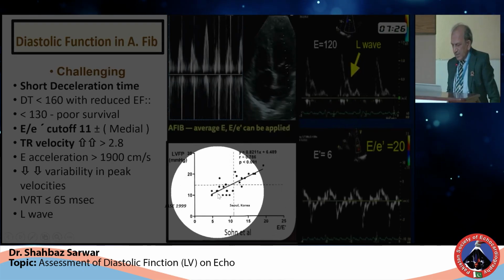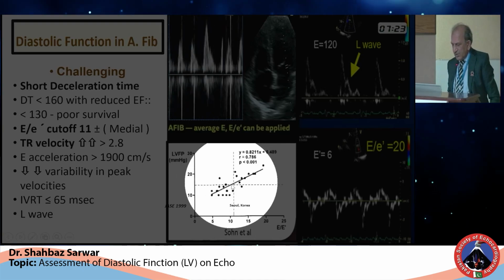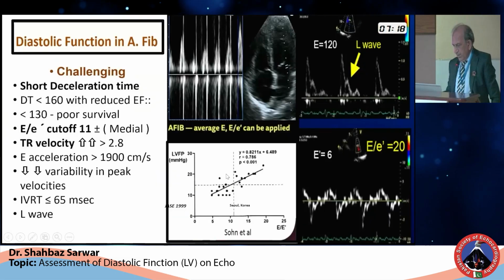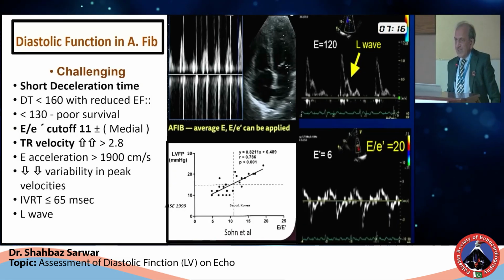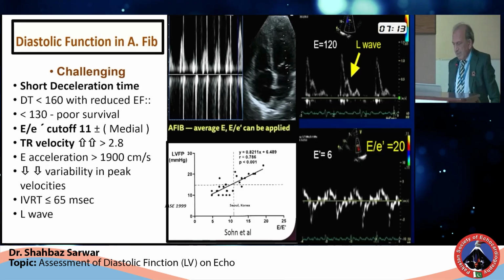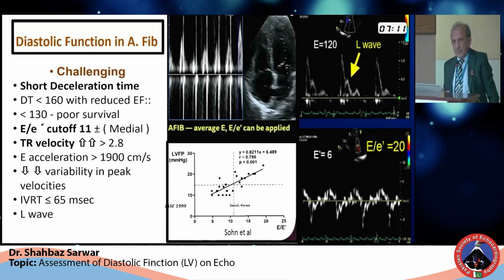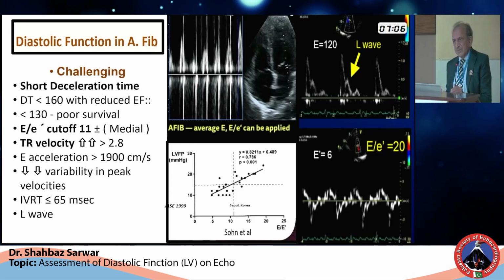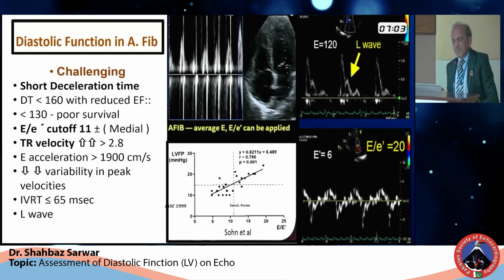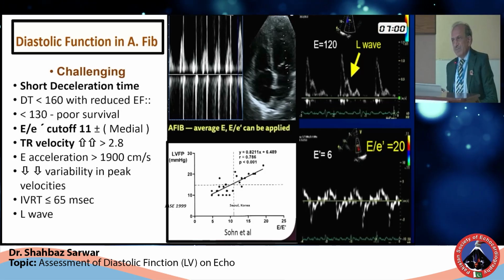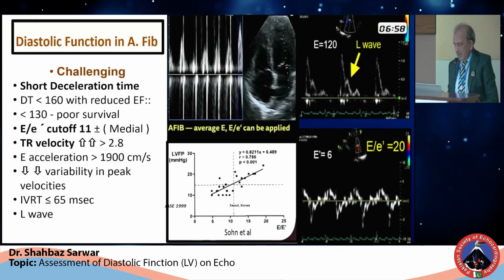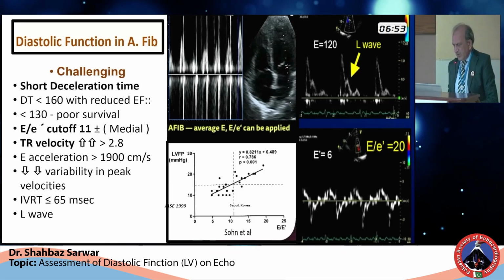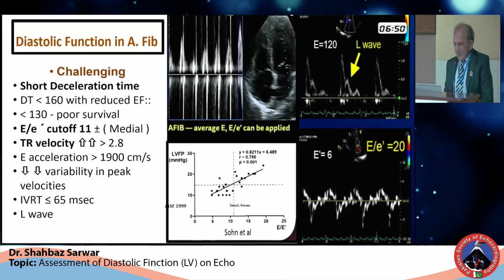And most importantly, we have to readjust our E by E prime value, because one study showed that in atrial fibrillation, the cutoff value instead of 14 becomes nearly 11. So for atrial fibrillation patients, 11 can be used as a cutoff value for E by E prime. Left atrial volume index cannot be used because in atrial fibrillation, left atrial volume becomes increased. Similarly, A wave is not present, so pulmonary veins cannot be used in atrial fibrillation. So we have to be careful in checking patients with atrial fibrillation. But there are certain things which can be used.